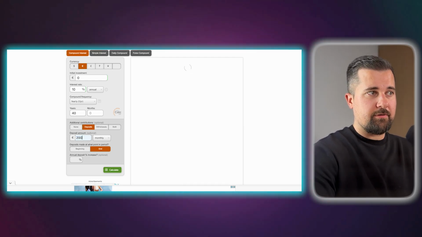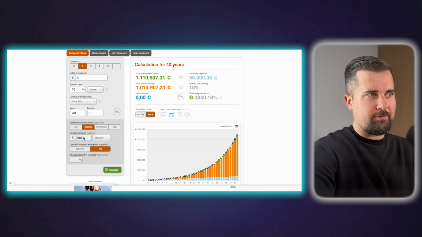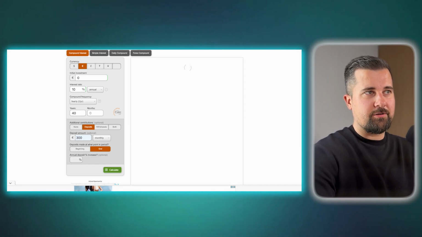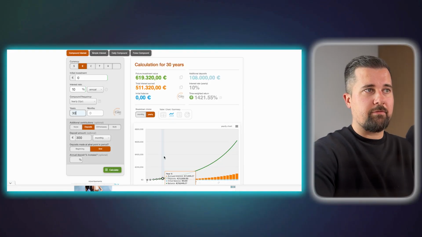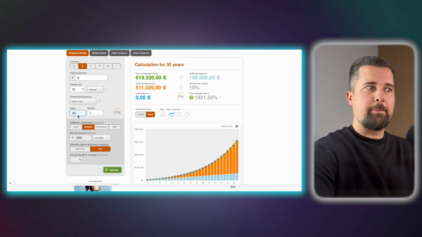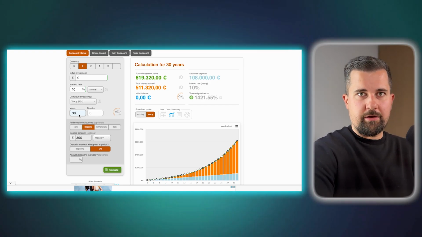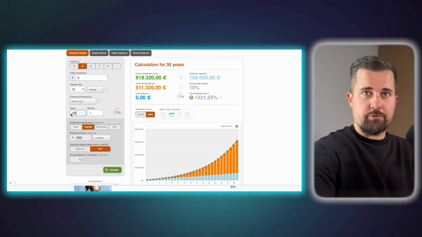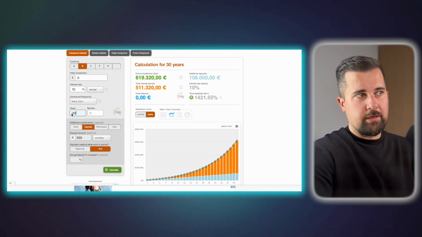Now what happens if I put 200? We get over 1 million. No surprise there. 300, 1.6 something million. The idea here is if you put more money, you can potentially reduce the time. So for example, if I invest 300 euros a month, I managed to reach a bigger goal within 30 years than the person who puts 100 euros for 40 years. So that's where the balance comes from. You either have to choose a longer time horizon, or you have to choose a higher sum to invest.